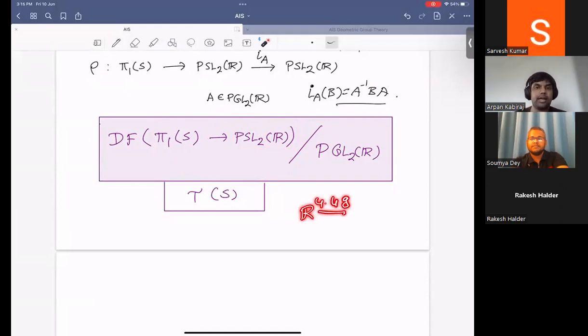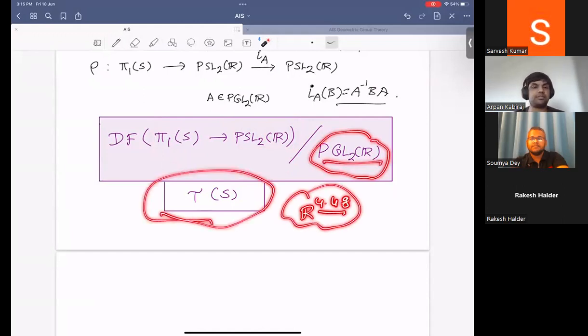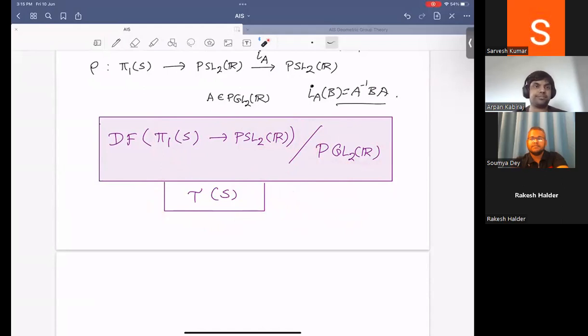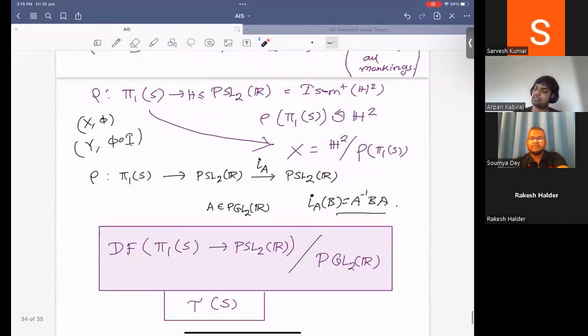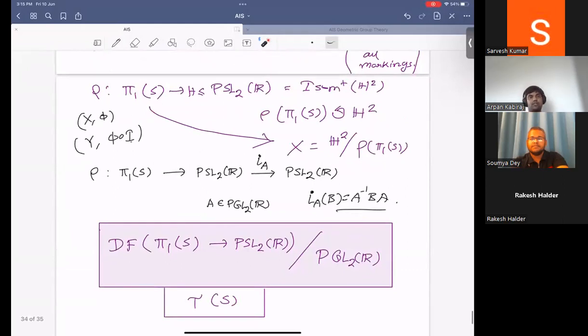Okay. And then you quotient by this. So this space has the topology from this, quotiented by this. So that gives you a space topology on the Teichmüller space. Any questions regarding this topology, or how a discrete and faithful representation gives you markings, equivalence classes of markings?